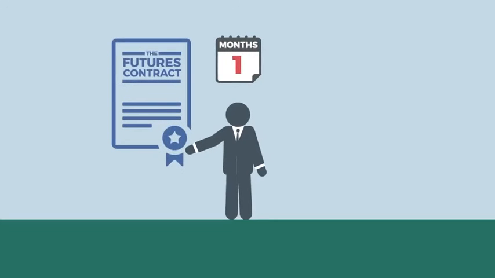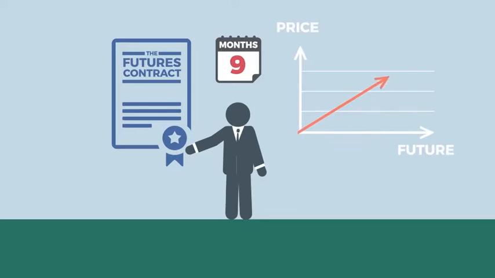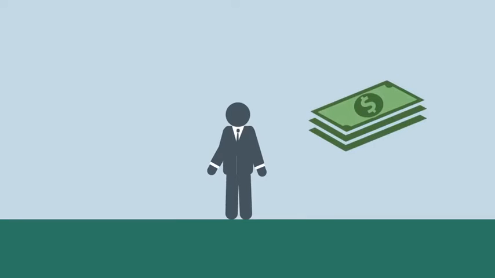So if the speculator thought that crop yields would be low for any reason, and he knew that prices would naturally rise in the near future, he would have an eager market of producers to sell that contract to later on for a healthy profit.